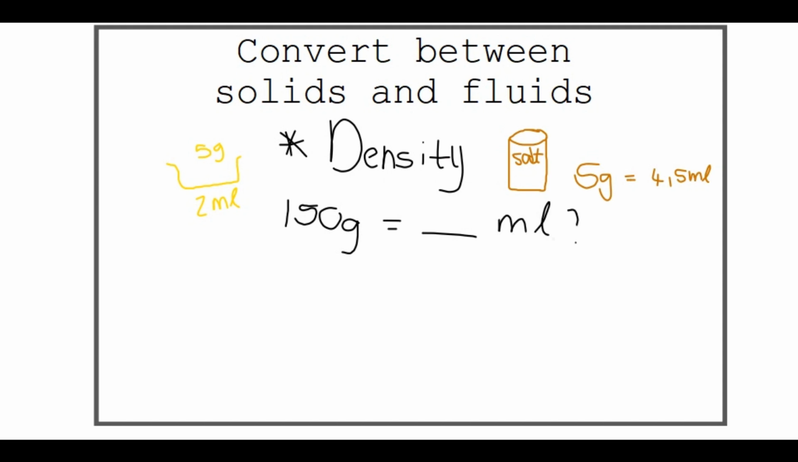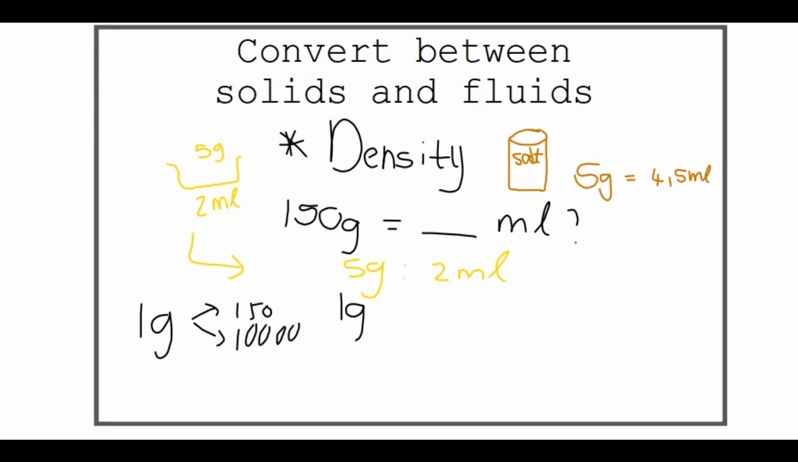Your first step, go and write that ratio down. 5 grams of butter to 2 milliliters. Okay, now we have to go to 1 gram. Why do I say 1 gram? If you have 1 gram, you can go from there anywhere else. You can go to 150, you can go to 1 million, you can go to any other number by just multiplying with that number. So it makes it much easier and it's going to work every time.